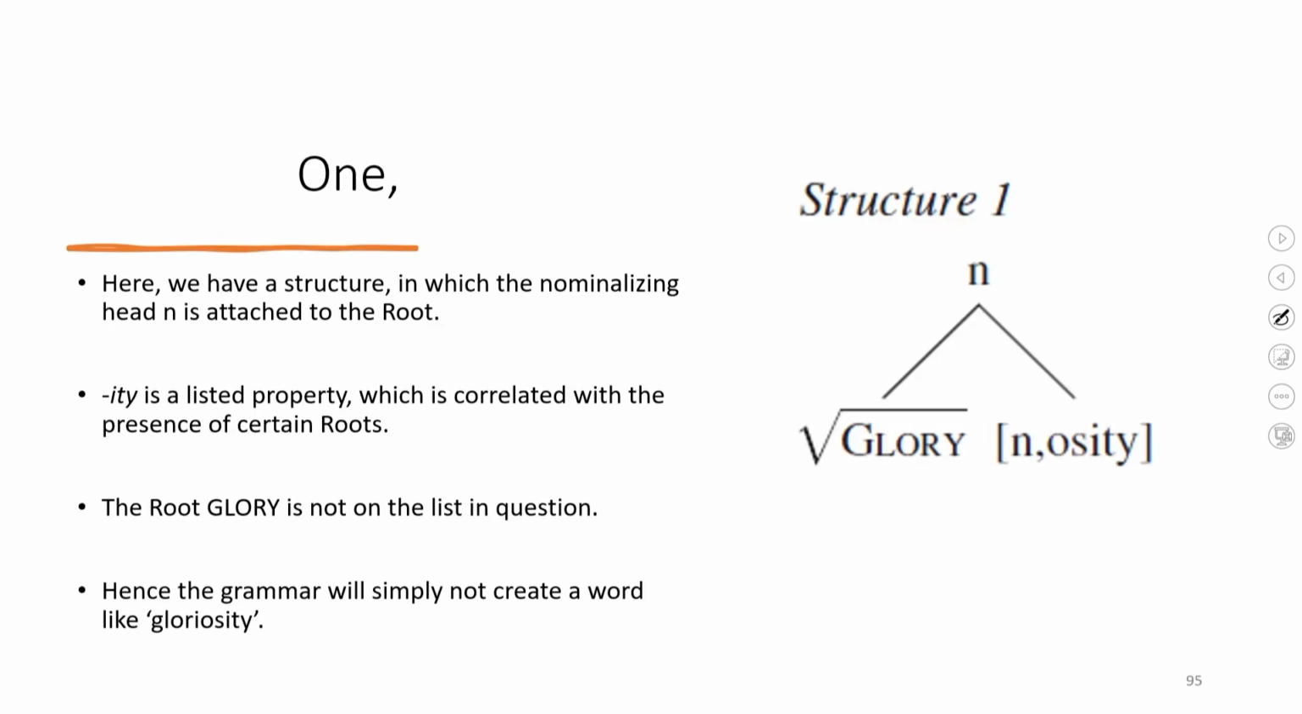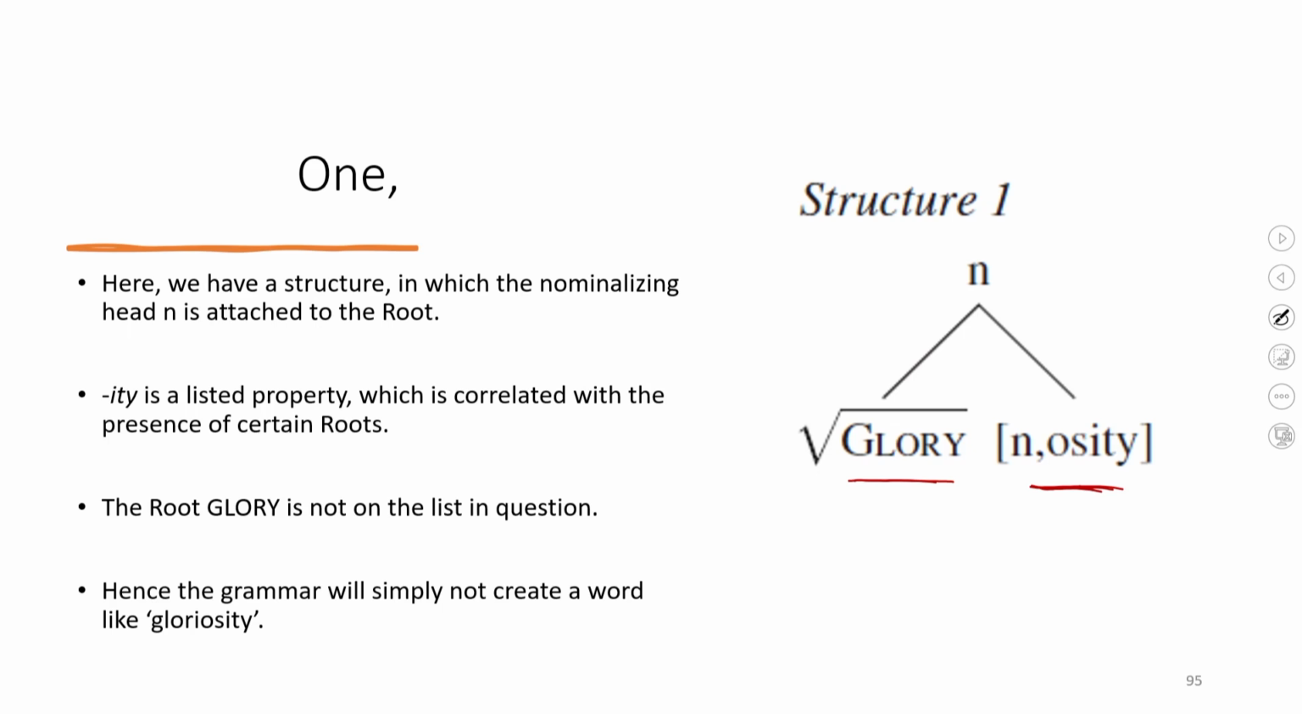This is one possible structure for, let us say, gloriosity. This is a root nominalizing function. So, here we have a structure. The nominalizing head is attached to the root. The root word here is glory, and then we have a little noun, the nominalizing head n, that is attached to the root. Sometimes this n may not have an overt phonological manifestation, there may not be anything there, but it is also possible to have ITY.